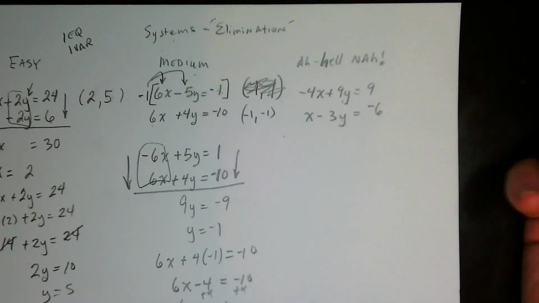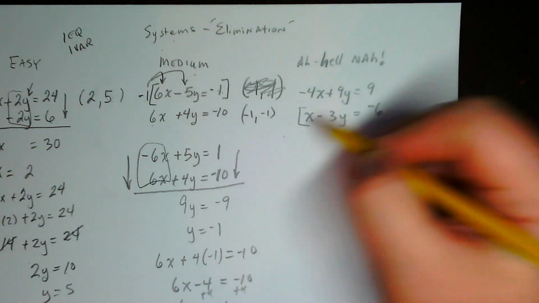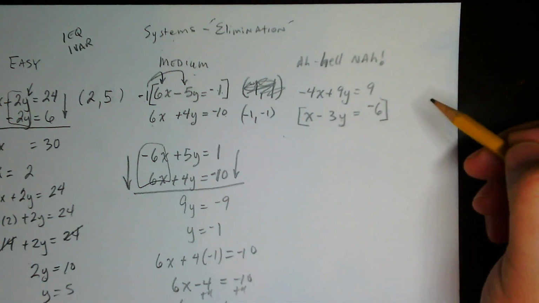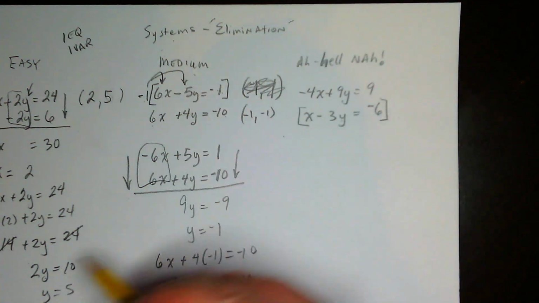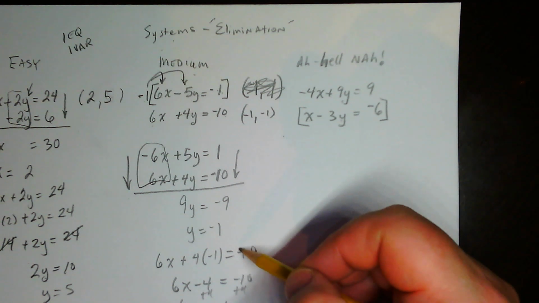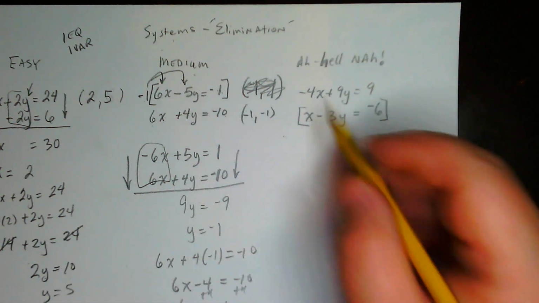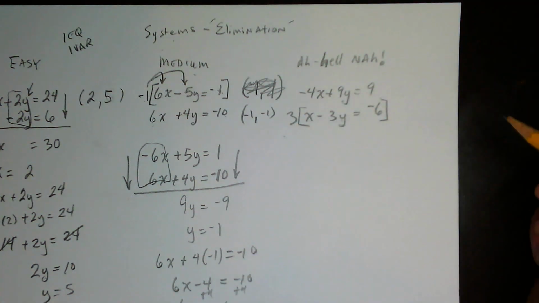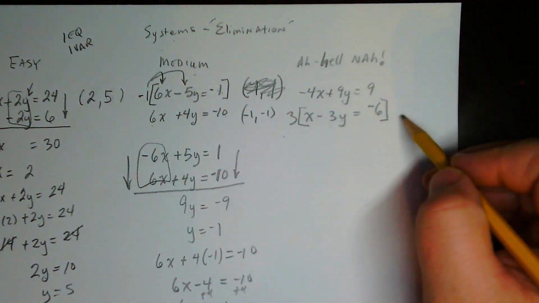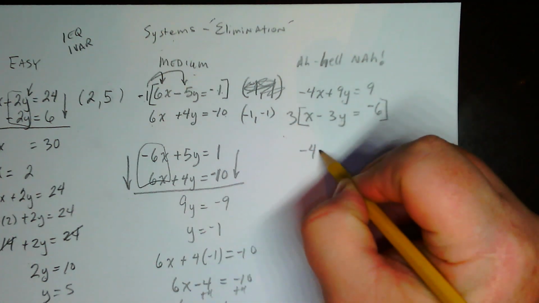It doesn't really matter. So I'm going to go ahead and multiply this second one right here by, let's see, last time we got rid of x first. So let's get rid of y this time. So I'm going to multiply by 3, right? I'm going to multiply the second one by 3. So my first equation is going to stay the same.